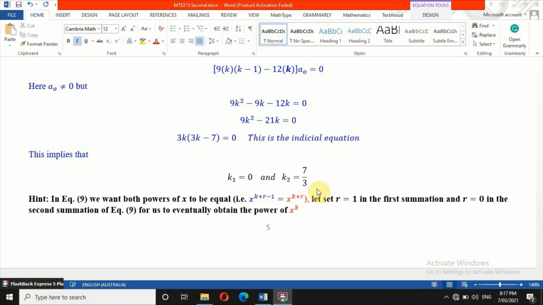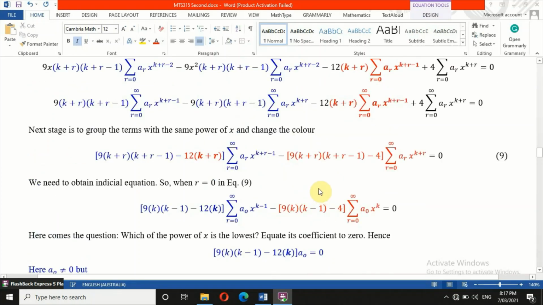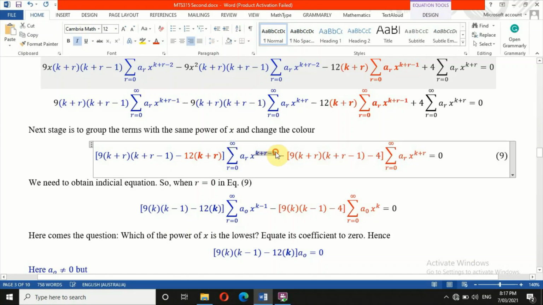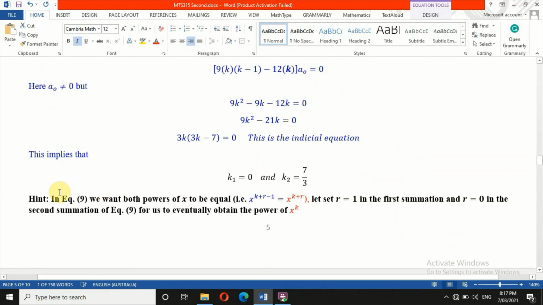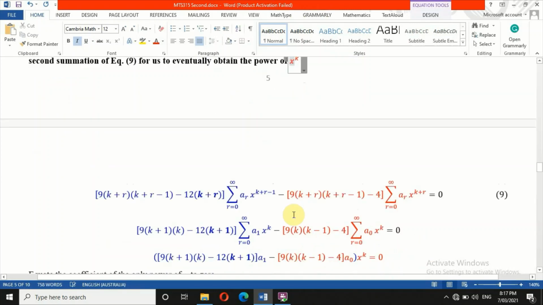Now, let's take a look at this. Let's focus on this equation 9. We want the power here to be equal to this power. Can you see that? Look at the way I put it in this lecture. I said, in equation 9, we want both powers of x to be equal. Look at it, s^(k+r-1) equals s^(k+r). The only thing I can do is that by the time I set my r equals to 1 in the first summation, I will set my r equals to 0 in the second summation. At the end of the day, both of them will have x raised to power k.